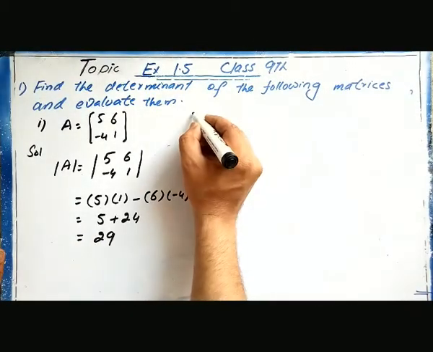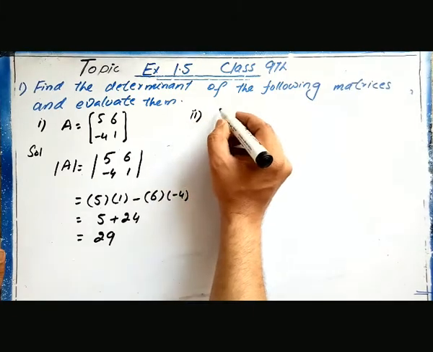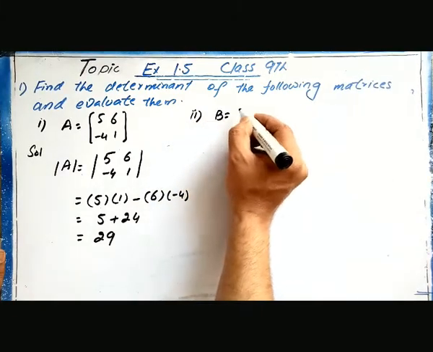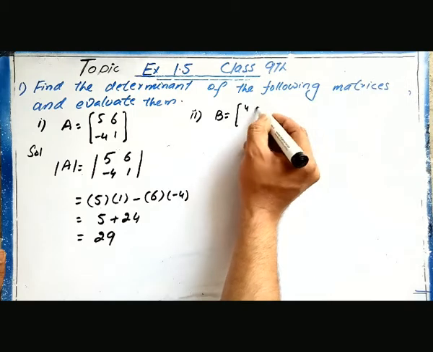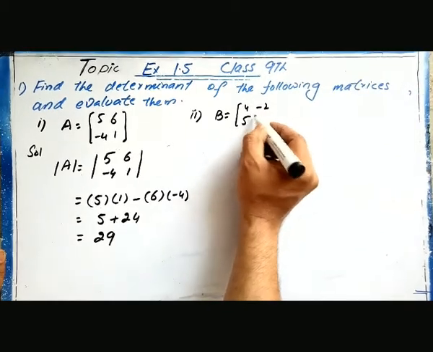Now second part of this question, that is B is equal to 4 minus 2, 5 and 13.